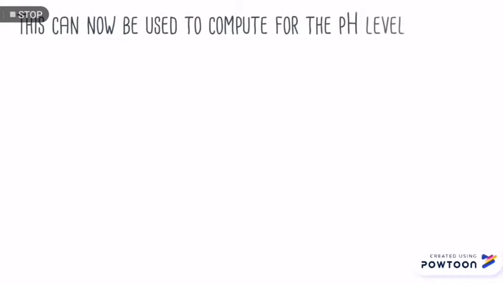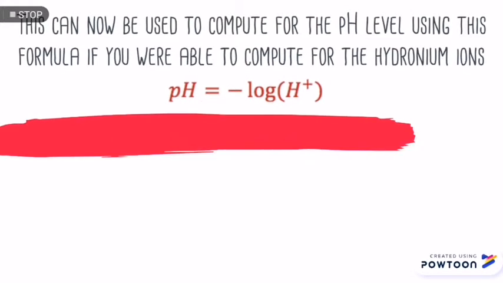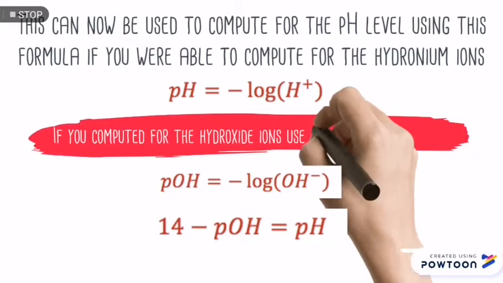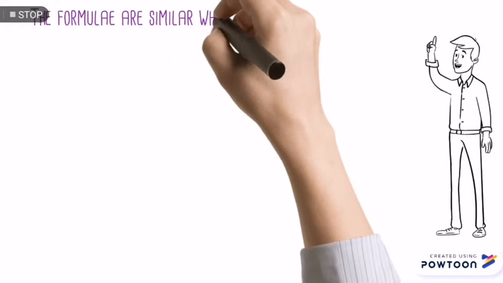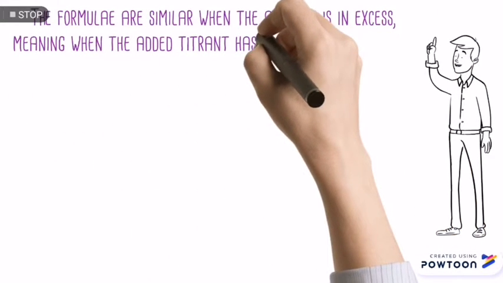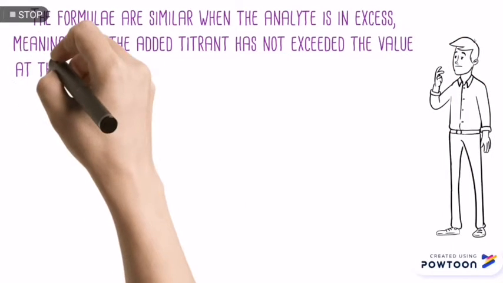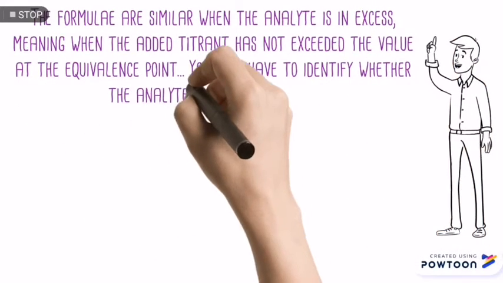This can now be used to compute for the pH level using this formula if you were able to compute for the hydronium ions. If you computed for the hydroxide ions, use these formulas instead. Formulae are similar when the analyte is in excess, meaning when the added titrant has not exceeded the value at the equivalence point. You just have to identify whether the analyte is an acid or a base.